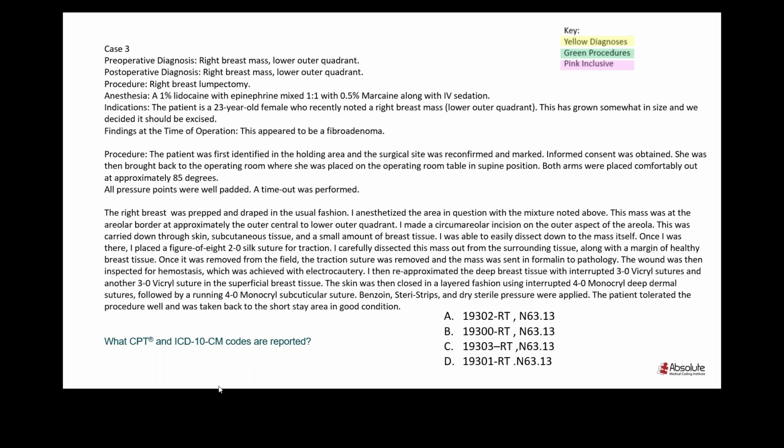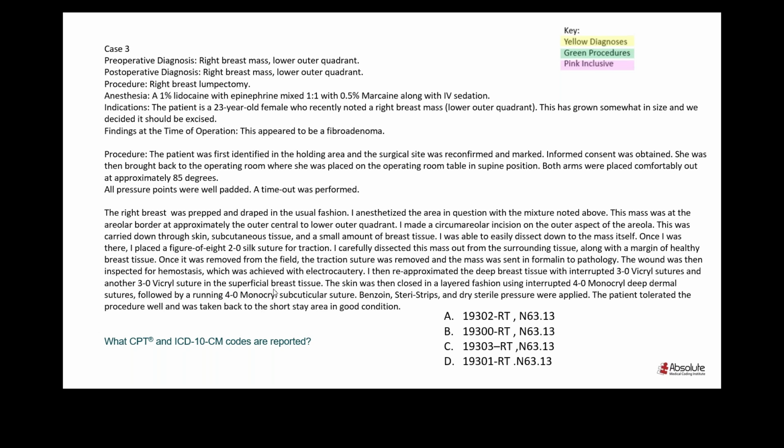Indications, the patient is a 23-year-old female who recently noticed a right breast mass, lower outer quadrant. This has grown somewhat in size, and we decided it should be excised. Findings at the time of operation, this appears to be a fibroadenoma. Procedure. The patient was first identified in the holding area, and the surgical site was reconfirmed and marked. Informed consent was obtained. She was then brought back to the operating room where she was placed on the operating room table in supine position.